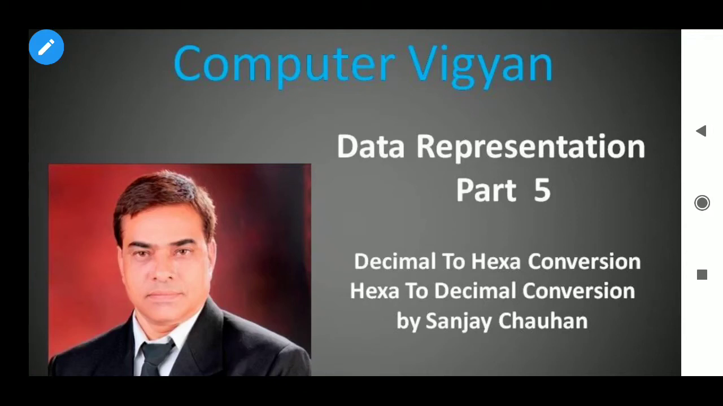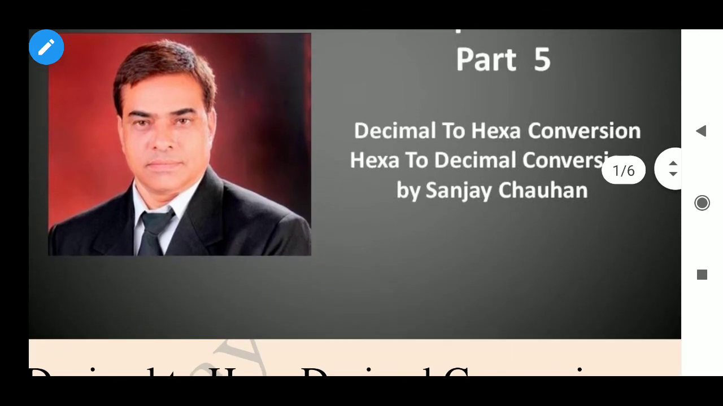Namaste. This is your data representation part 5, in which we will understand how to convert decimal to hexa conversion and hexa to decimal conversion. Okay, so try to give your attention here.